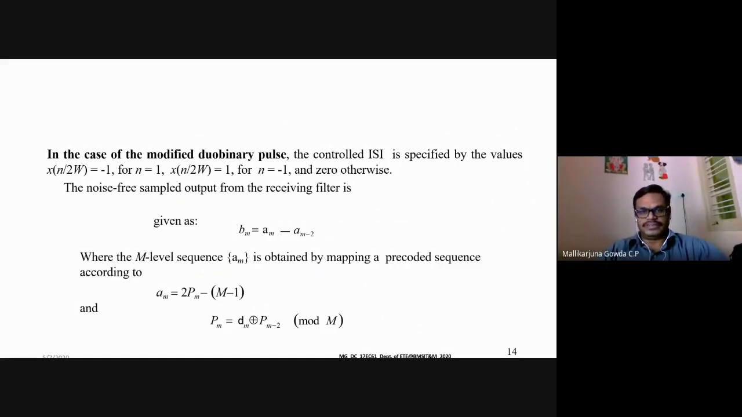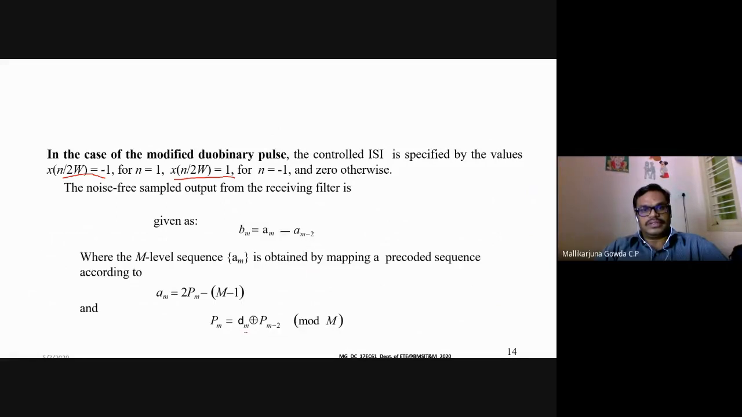In case of modified duobinary, what I will be taking is x of n by 2, w as minus 1. When n is equal to 1, that is a negative pulse. When n is equal to minus 1, I will be taking a positive pulse. That is the meaning of what I have written here. For noise free, I will be writing this as a_m minus 2. Other things are the same. So the pre-coded sequence p_m will be the XOR of these two.